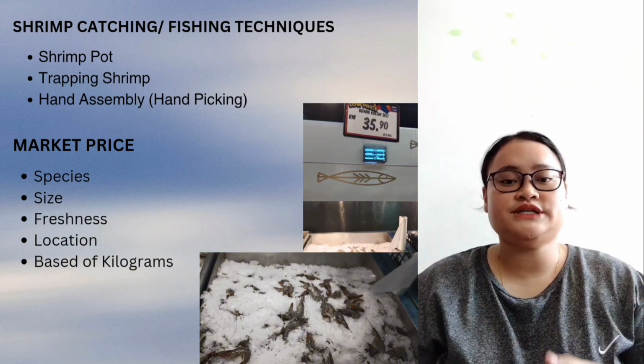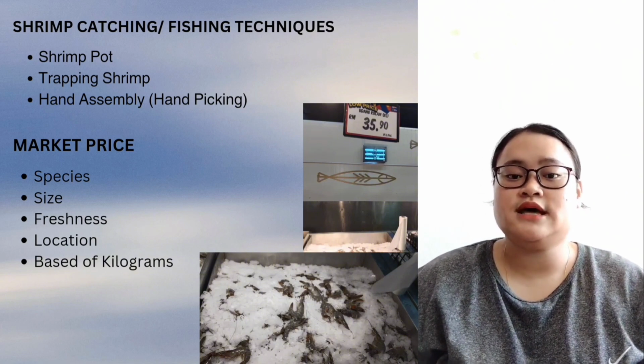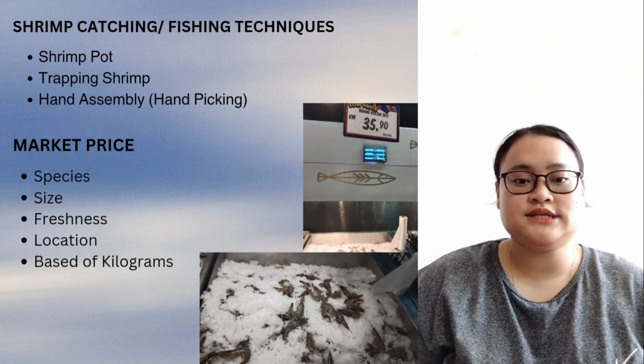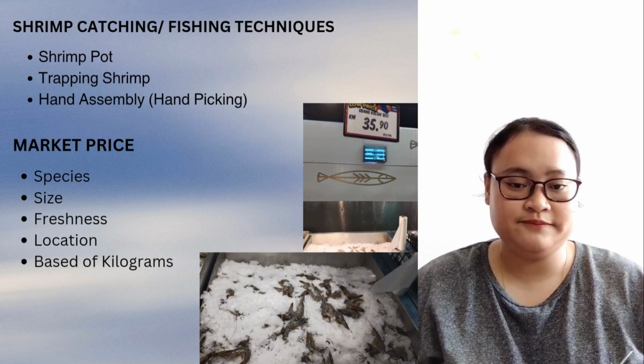There are several fishing techniques to catch shrimp. Among them is a shrimp trap called a shrimp pot. The second technique is hand picking.